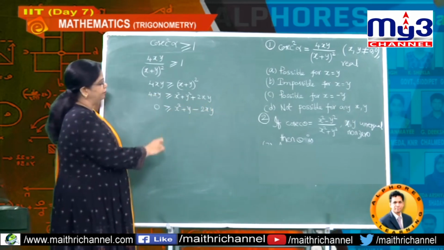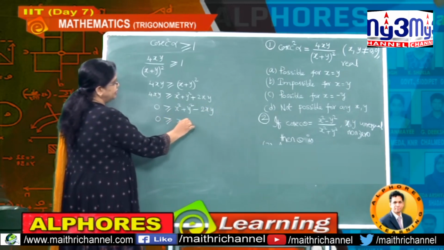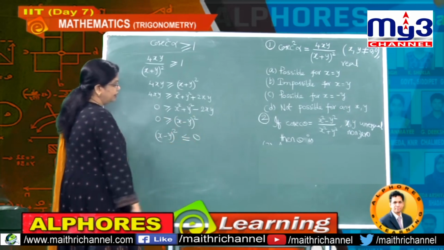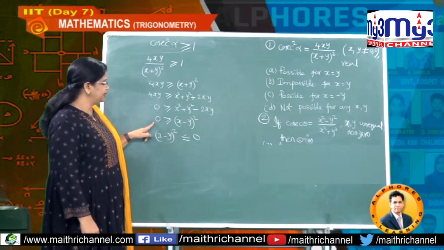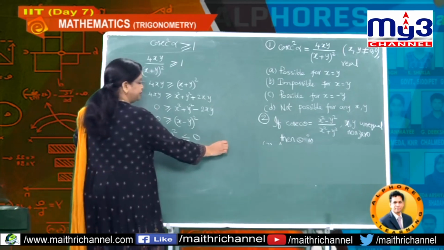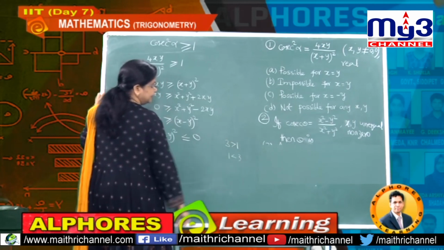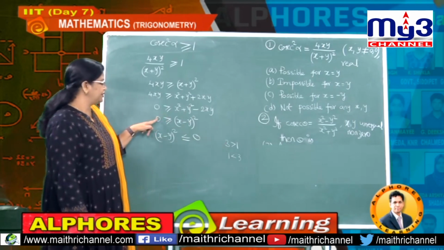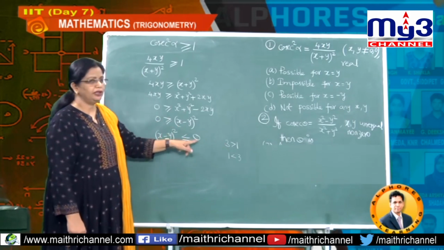This is a perfect square, and what is that perfect square here? x minus y whole square. That implies (x minus y) whole square, you got how much now? Less than or equal to 0. Understand, students? If I write, suppose, 3 is greater than 1, then you can write it as 1 is less than 3. So 0 greater than means that is nothing but (x minus y) whole square less than or equal to 0.